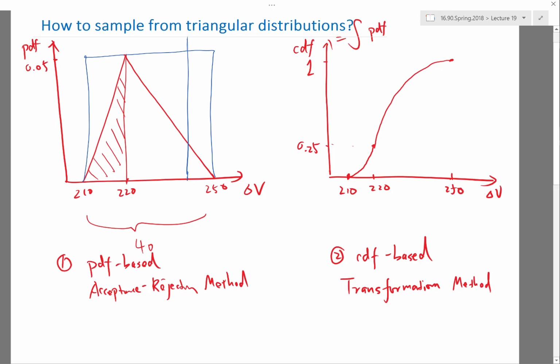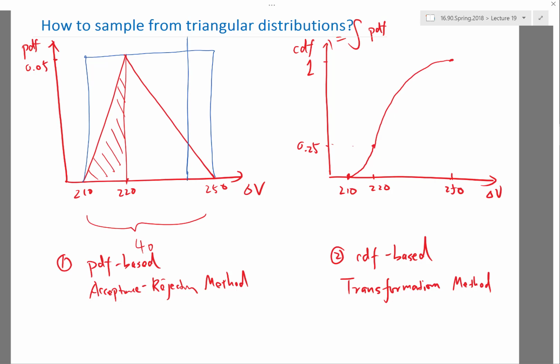Another way to think about it is that instead of sampling in one dimension, I'm actually sampling in these two dimensions, right? The samples that lie above this PDF are all rejected. The samples that lie below the PDF are all accepted. So that's this method. The CDF-based method actually requires a little bit more manipulation than deriving the CDF.